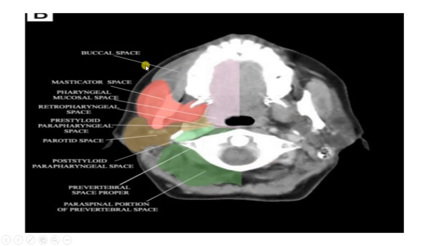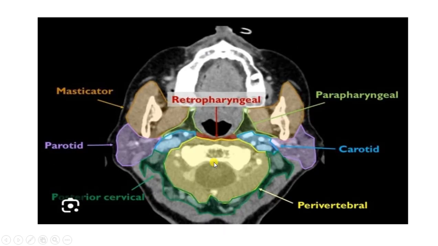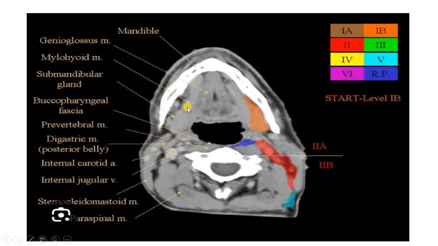And this is the masticator space, this is the parotid space, and this is the perivertebral space. This is the parotid space, carotid space, masticator space, retropharyngeal space, perivertebral space, posterior pharyngeal space, posterior cervical space, parotid, and masticator. And here all the structures are visible along with the spaces.